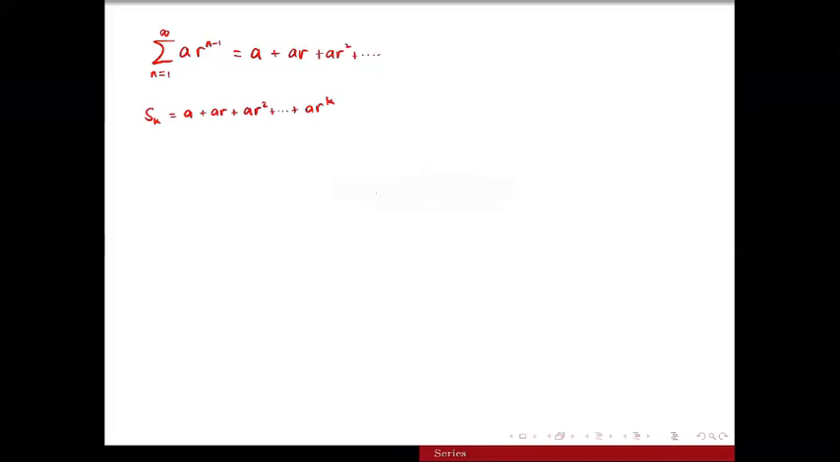Now, I'll take this S sub k and multiply by r. So we multiply each term by r. We will have ar plus ar squared plus and so on, plus ar to the k, plus ar to the k plus 1. Following?